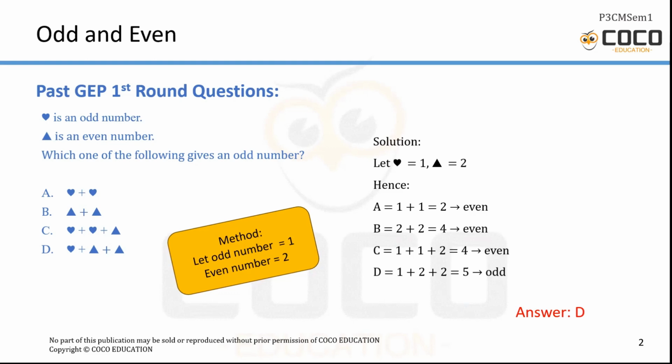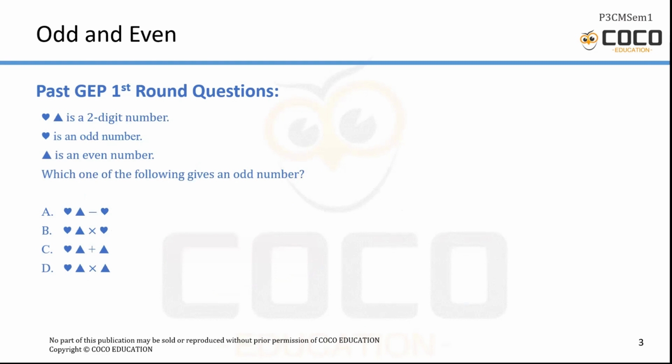Okay, let's move on to this question. The question tells you the heart and triangle make a 2-digit number. So the heart shape is the first digit, the tens digit, and the triangle is the ones digit, right? Then the heart is an odd number, the triangle is an even number. So very obvious. Again, we can let our heart shape be 1, triangle be 2. Then you can know your 2-digit number. The 2-digit number is 12, correct? We place 1 and 2.